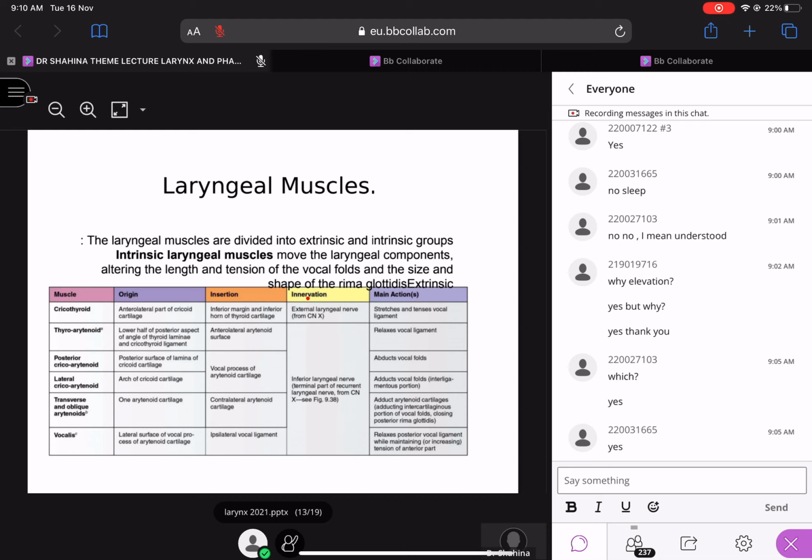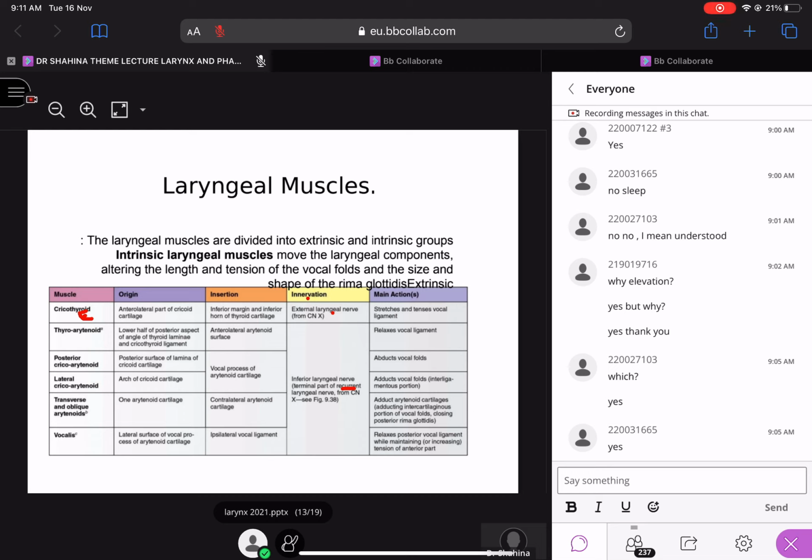Regarding nerve supply, cricothyroid is the only muscle which gets the nerve supply from the external laryngeal nerve. These are all branches of the vagus. And this is the exception. All other muscles are supplied by the recurrent laryngeal nerve. So you should remember, this is the motor supply.